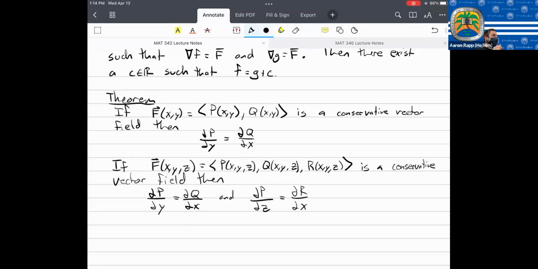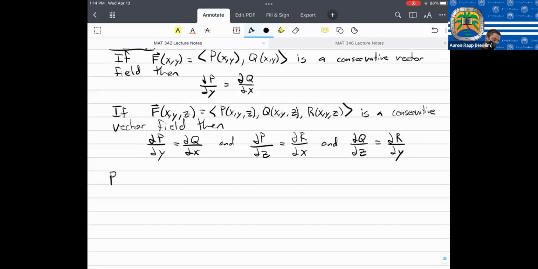So when I do this comparison between the x component and the z component, these mixed partials have to be the same. And then also if I compare the y and z. There's actually a pretty easy proof to this. And we'll just do it in 2 dimensions because the idea expands up to 3 dimensions pretty simply.